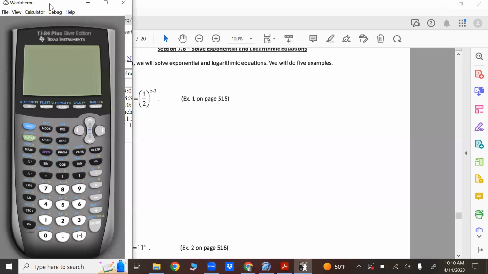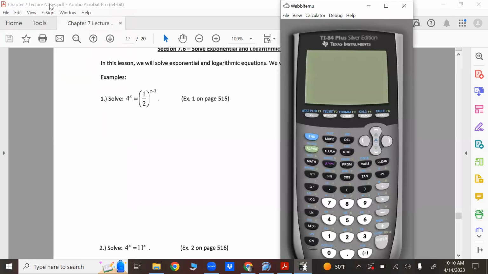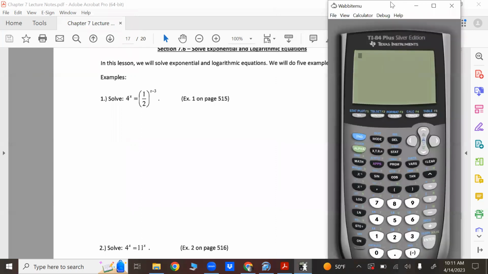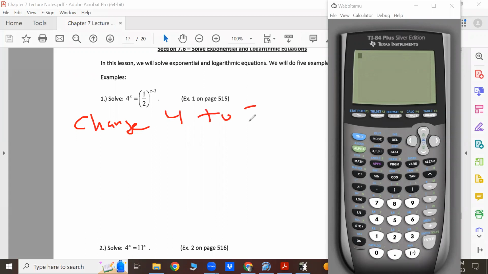All right. So guys, number one. You could have done this problem before learning about logs. Because what you'd want to do is change 4 to 2 squared and 1/2 to 2 to the -1.